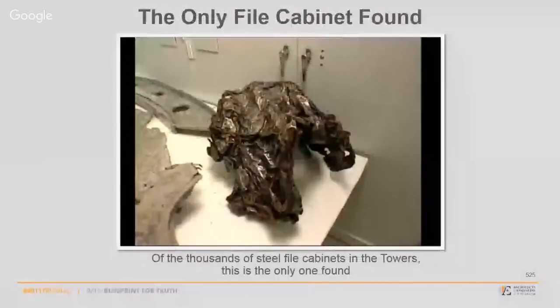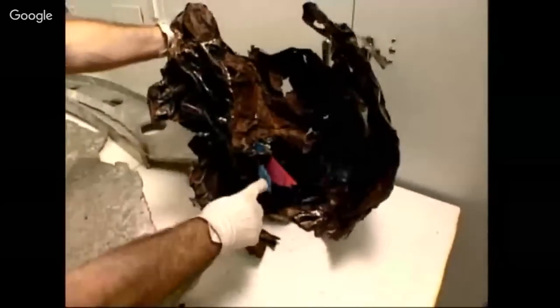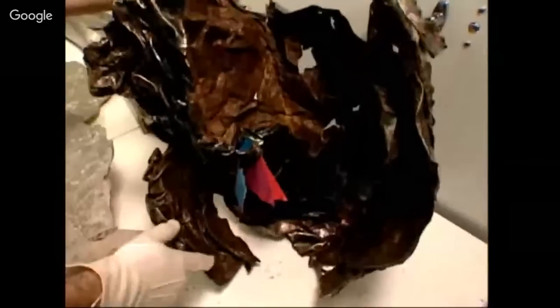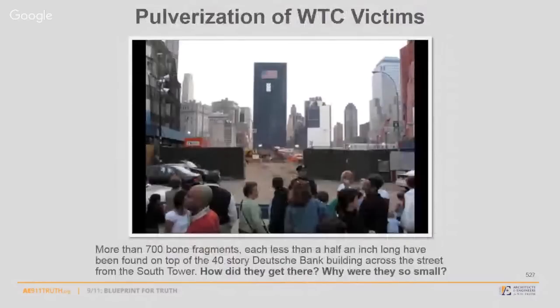Well, there must have been about 10,000 of these file cabinets, but this is the only one that they could find, and presumably it survived because it was indeed found in the basement. What happened to 10,000 file cabinets, 110 floors, 220 acres all together in both towers of metal decking, which should have been found stacked up amidst broken up concrete, not pulverized? What happened to the people?